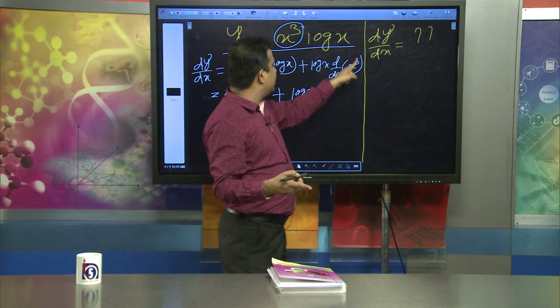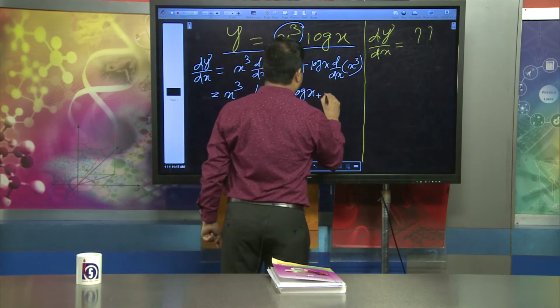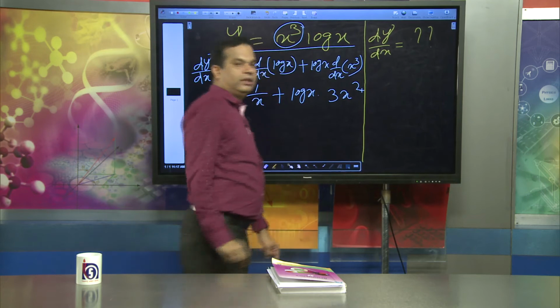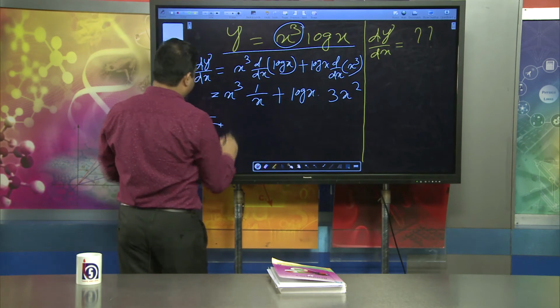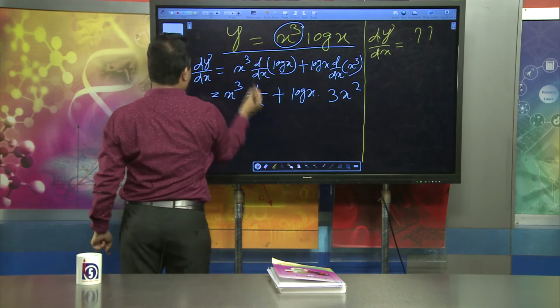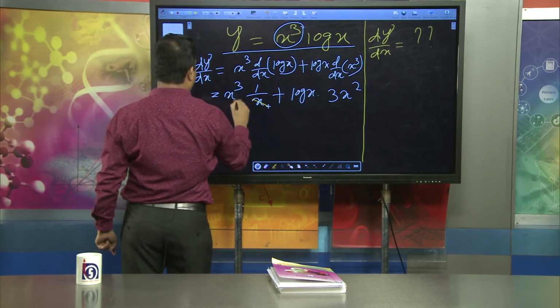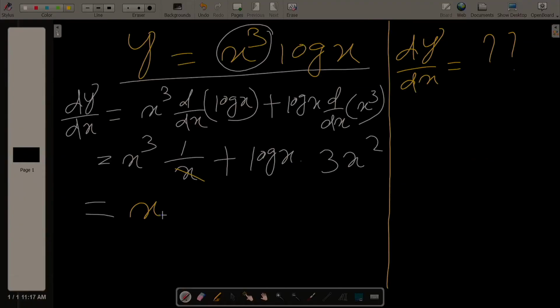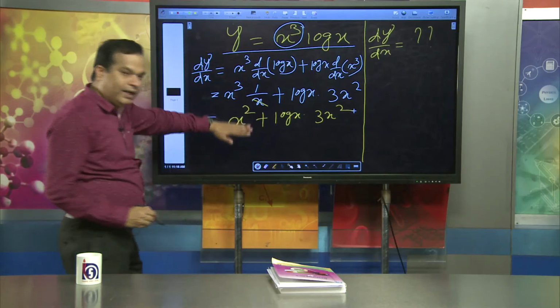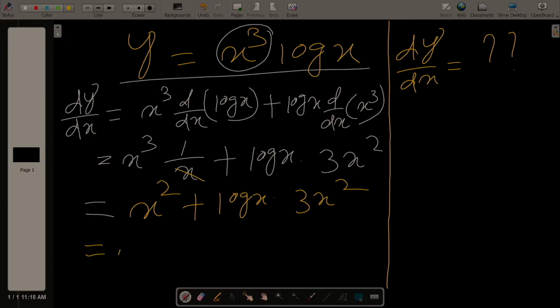By the power formula, Newton's power formula, the derivative of x cube is 3x square. So, what will be the value? You know that x cube and 1 by x, the x will cancel with x cube, and that value will be x square, plus log x into 3x square. Now, again I can simplify by taking x square as common, then the value will be x square into 1 plus 3 log x. This is the answer.